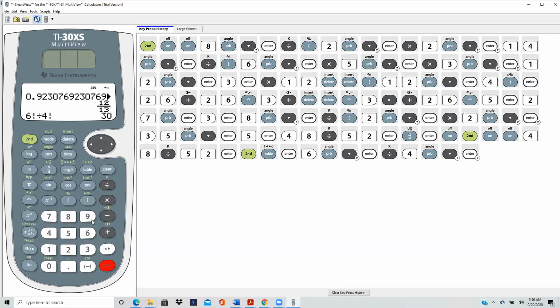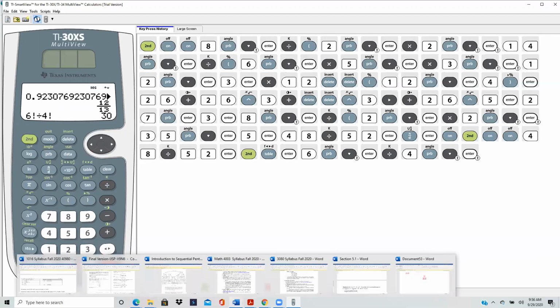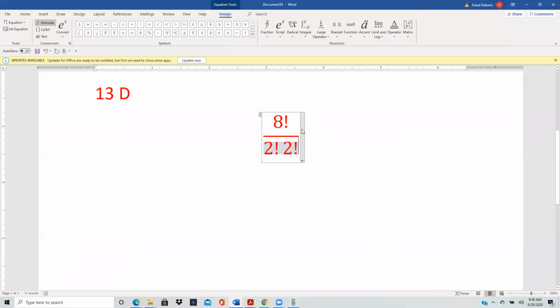Now let's say that these were those huge numbers which the calculator was overflowing with. So the way you would do a fraction would be, it was 6 factorial divided by 4 factorial.